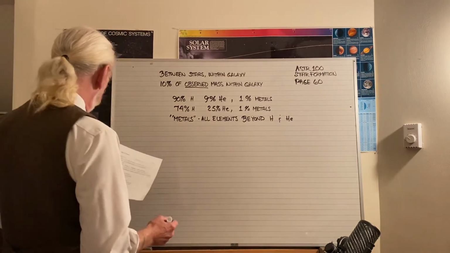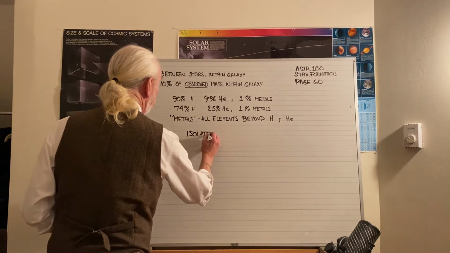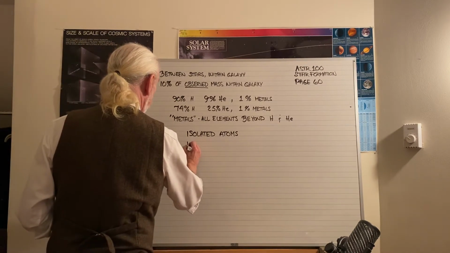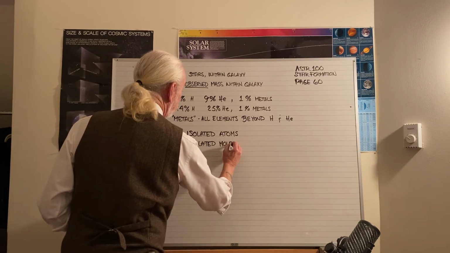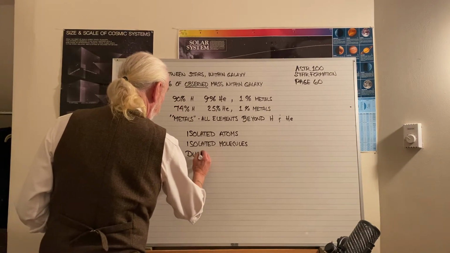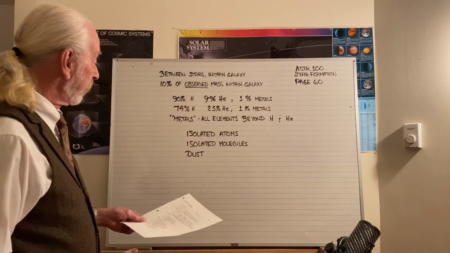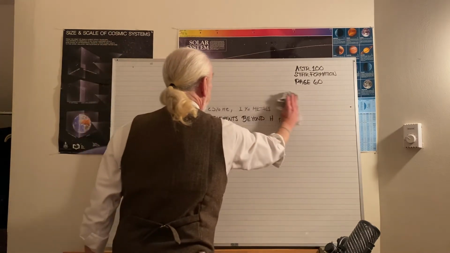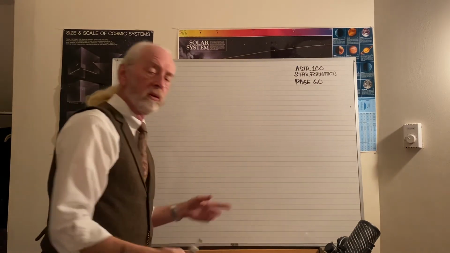Okay, now, this gas consists of isolated atoms, isolated molecules, and dust. Plain old dust. All right. What is the chemical makeup of this stuff? Well, kind of interesting, really. So this is the stuff that's floating out there in between the stars.